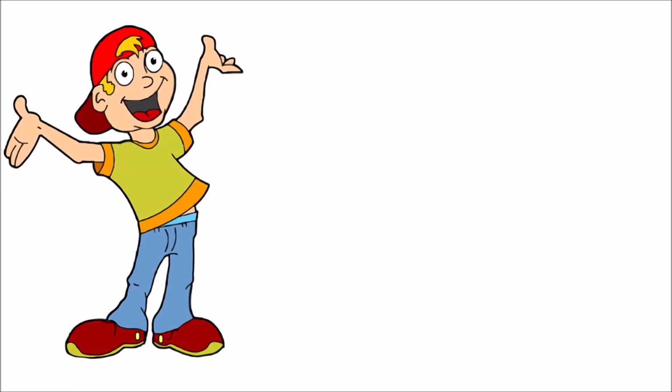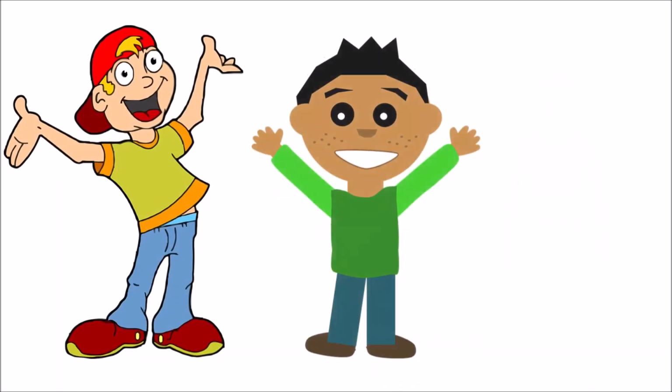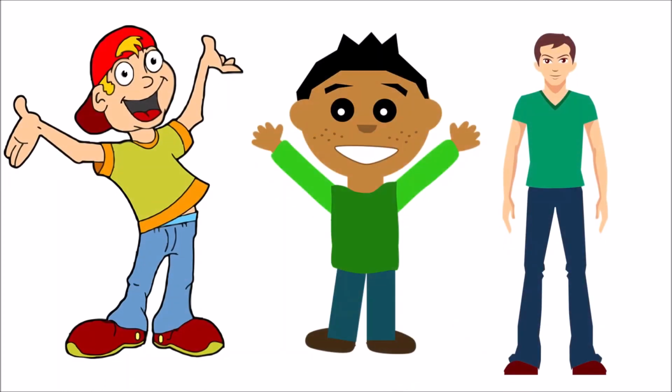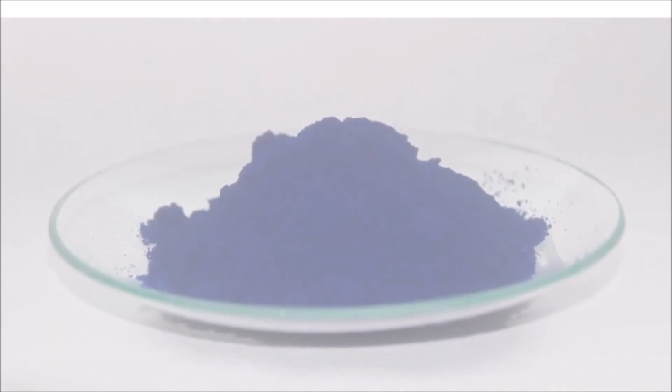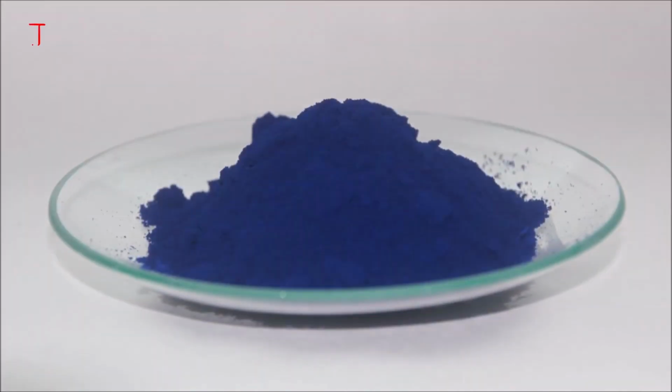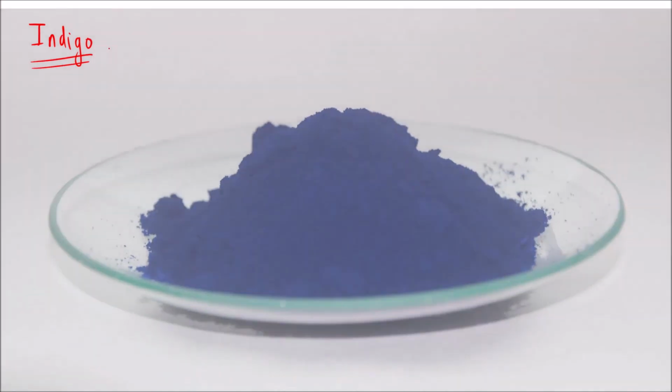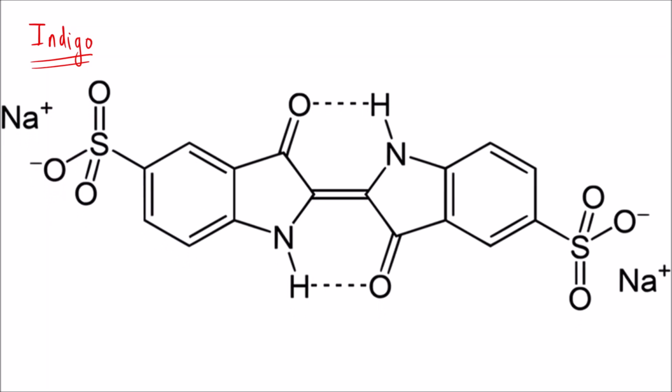Okay, so now let us see. Suppose I give you these 3 pictures, and what you have to do is identify what is common in these pictures. What is common is they are wearing blue jeans, and from where do they get this blue color? We get it from the dye named indigo. From this we get this nice blue color, and in this also you can see sodium is present.